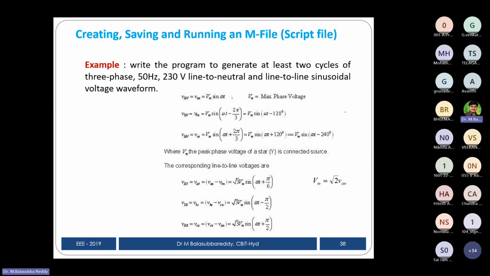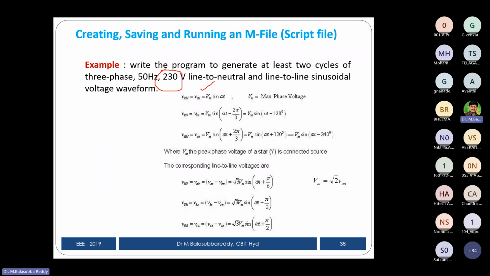So, what is the question? You can all read it. Write the program to generate at least 2 cycles of 3-phase 50 Hz 230 volts line to neutral and line to line sinusoidal voltage waveforms. For that, what is the requirement? They have given Vmax, this one 230, and you know the AB or ABC notation or RYB notation, anything you can use.